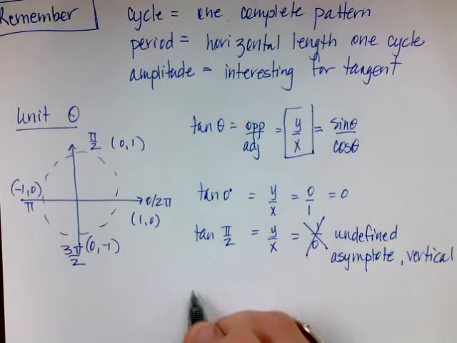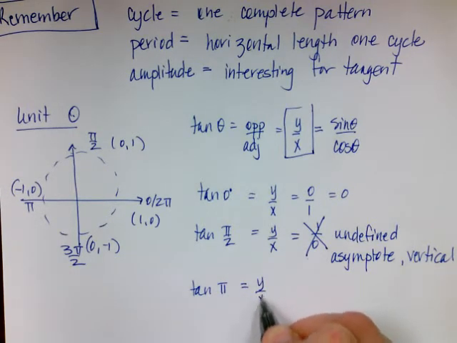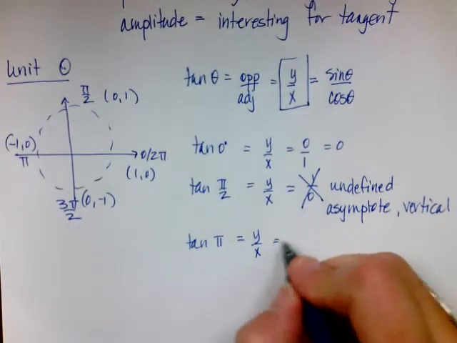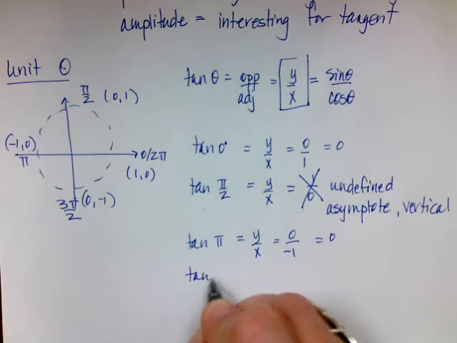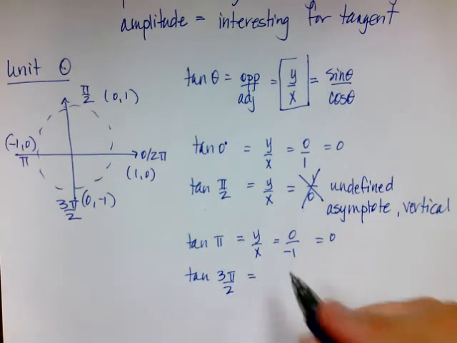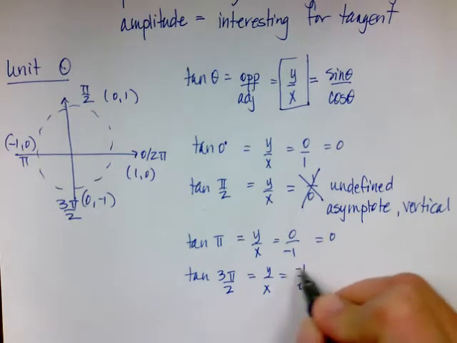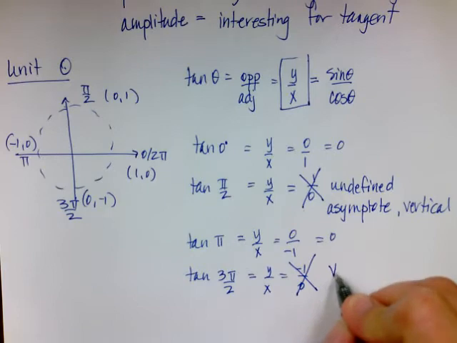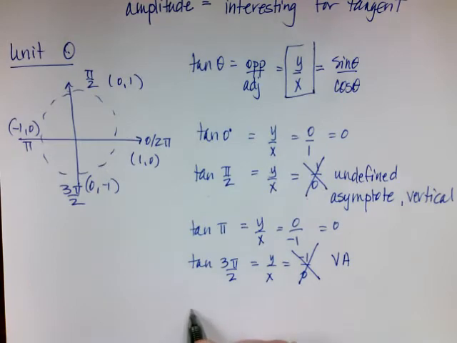Okay? Then if I get to pi, the tangent of pi is going to be y divided by x, and it's 0 divided by a negative 1, which is still 0. The tangent at 3 pi over 2 is going to be y divided by x. So again, it's going to be a negative 1 divided by 0. It is a vertical asymptote, okay, because it's undefined. Can't divide by 0 because the world explodes. And then I would go back all the way around to 2 pi.